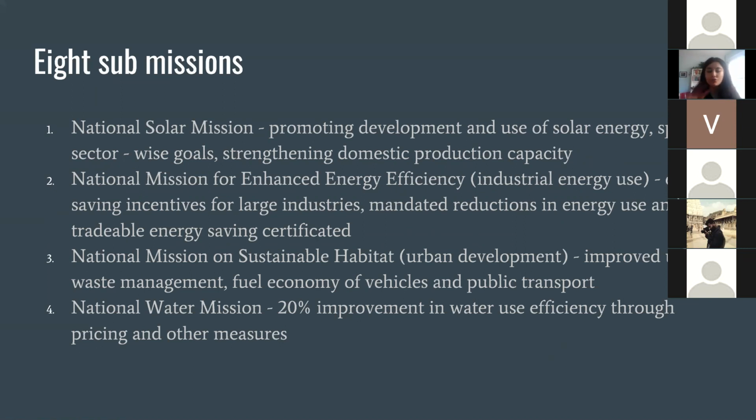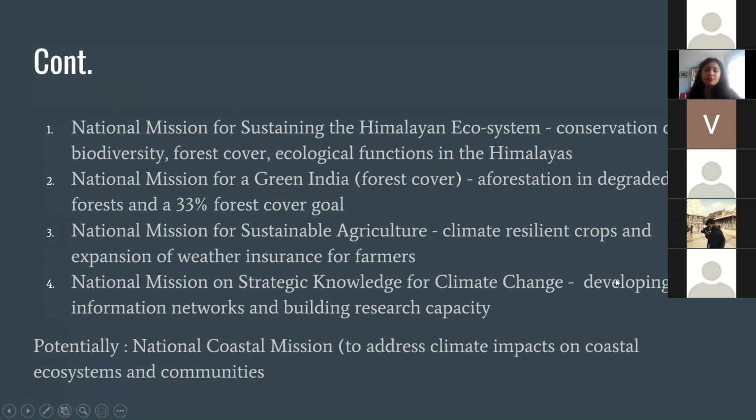But just to go over these, there was the National Solar Mission focusing solely on promoting solar energy. There was the Mission for Enhanced Energy Efficiency, which was focused on industrial energy use. The Sustainable Habitat mission, which was for urban areas. The Water Mission, which had a specific target of 20% improvement in water use efficiency. There was a separate mission for the Himalayan ecosystem.